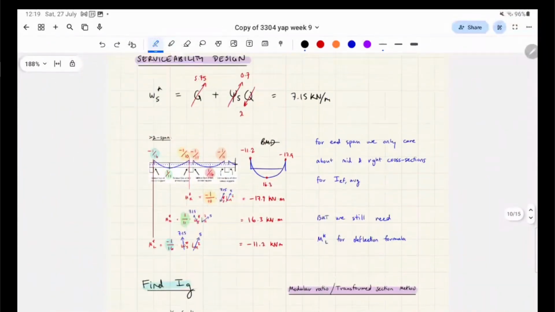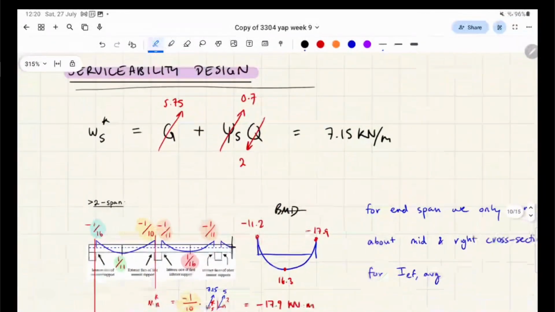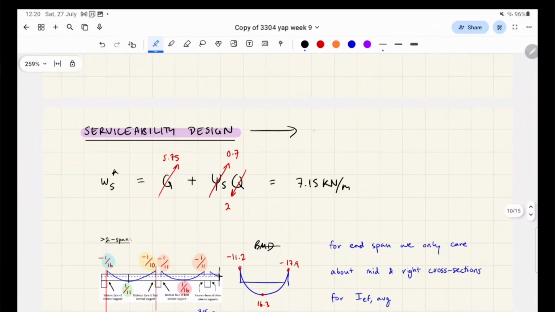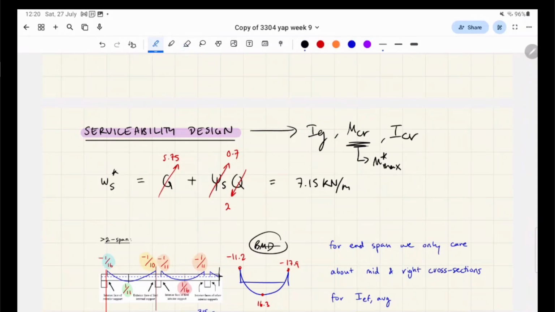So basically for serviceability design, we need I_g and we need M cracked, and we check M cracked against the maximum bending moment from our bending moment diagram. If this value is greater than this value at all, we have to calculate I cracked because we're going to need it for the I_e formula. So serviceability is basically a bunch of rabbit holes that you have to follow.